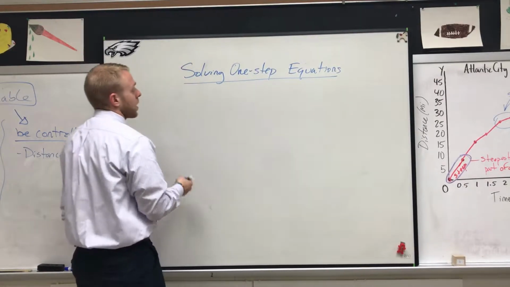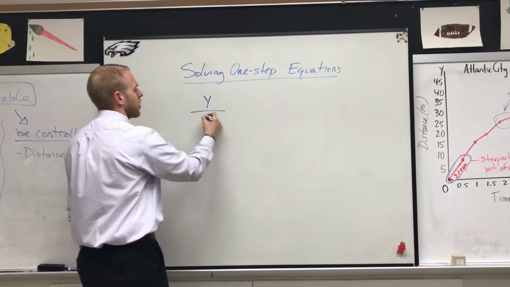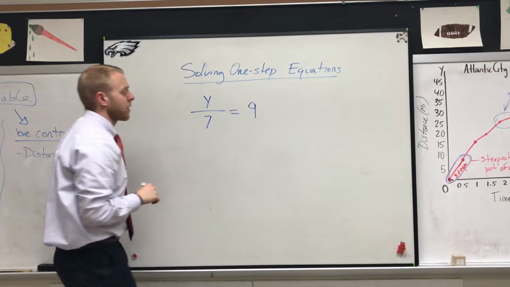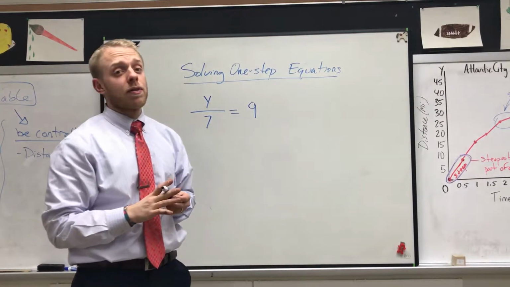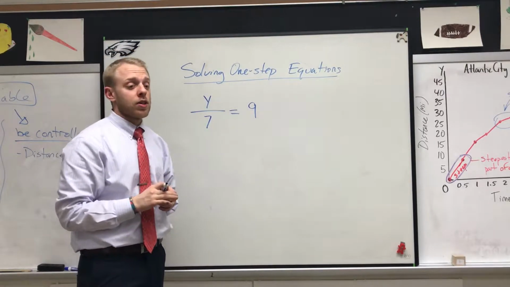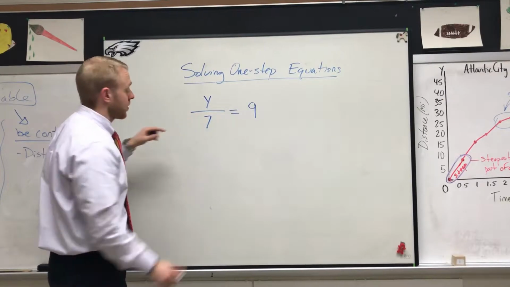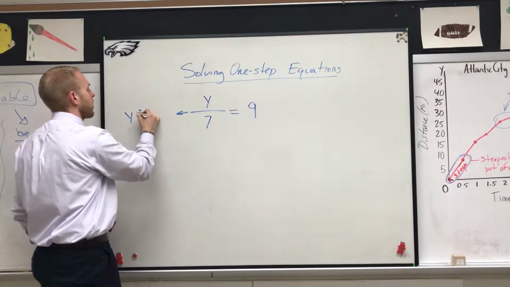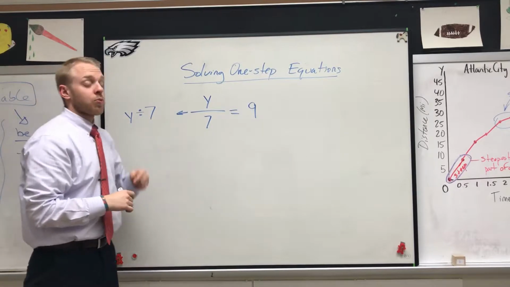You could see something that looks like this. Y over 7 equals 9. So you might be saying to yourself, whoa, Mr. Quinn, you said we were going to be talking about division today. This looks like a fraction. Well, if you remember back from other math conversations, whether it was this year or another year, we need to know that this fraction bar means the same thing as y divided by 7. That is exactly the same as this. It's just written a different way.